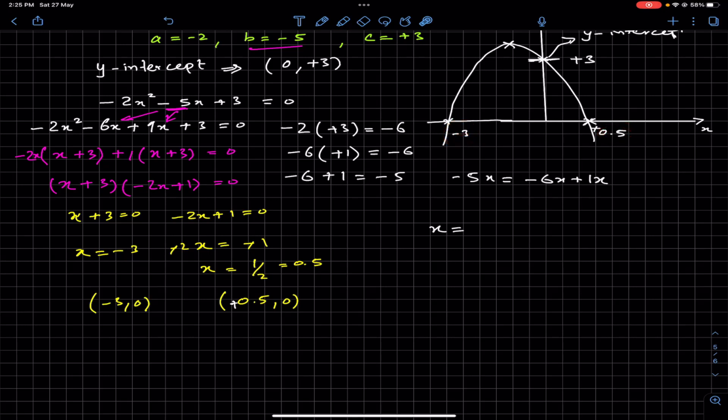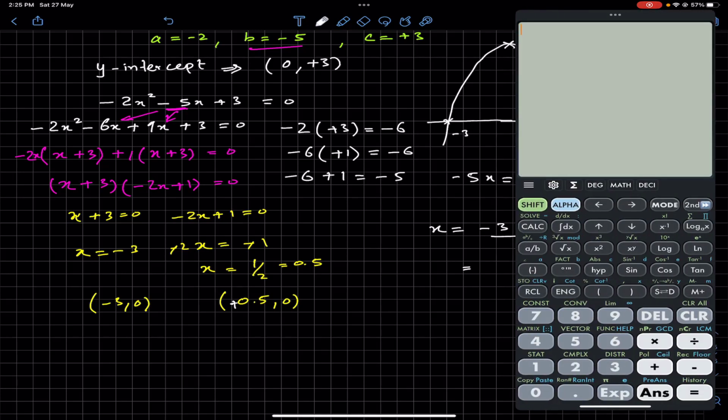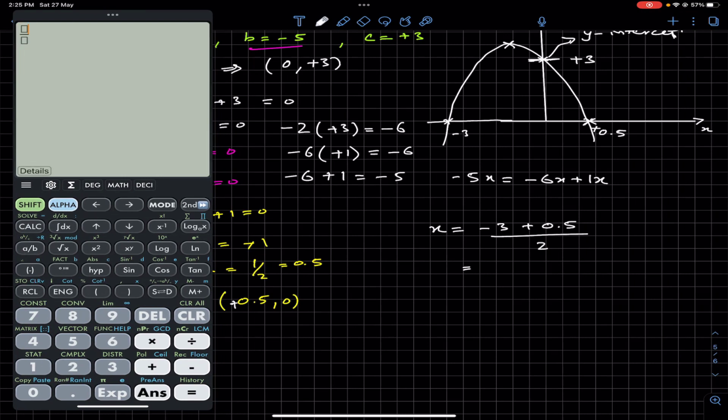So this distance divided by 2 will give us the point of symmetry, the x value about which the quadratic function will be symmetrical. So now we can say that this will be minus 3 plus 0.5 divided by 2. This will give me minus 1.25.